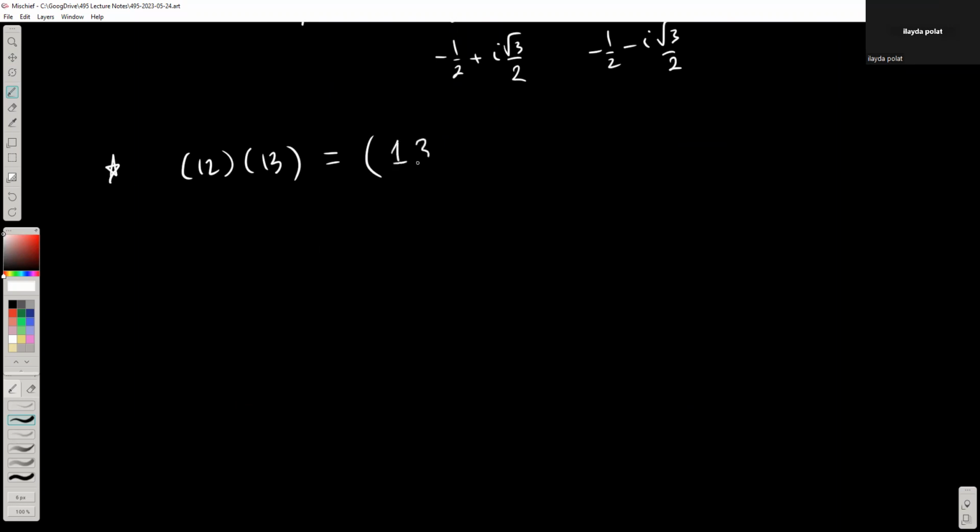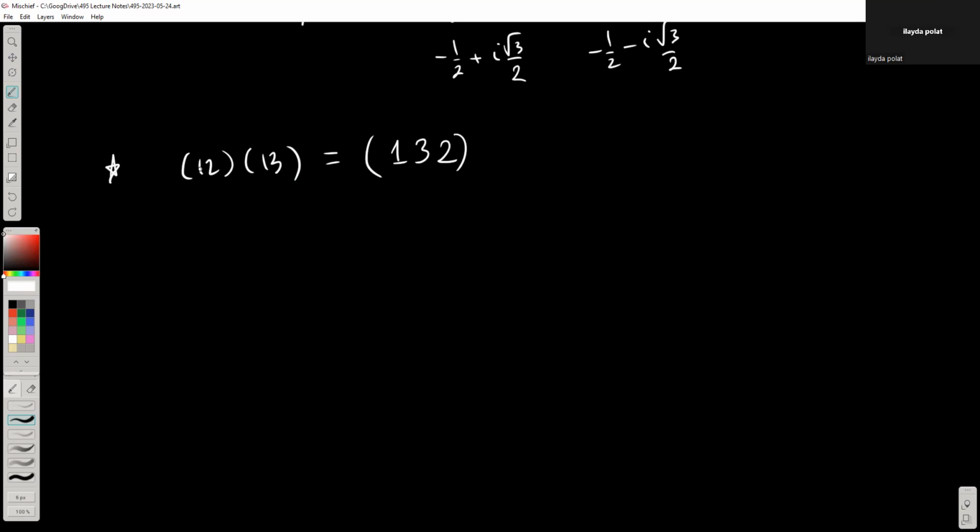So 1 maps into 3. So how about 3? 3 is mapped into 1, and 1 is mapped into 2. So 3 is mapped into 2. And finally, this leaves 2 invariant, and that maps 2 into 1. So therefore, this is 1, 3, 2.